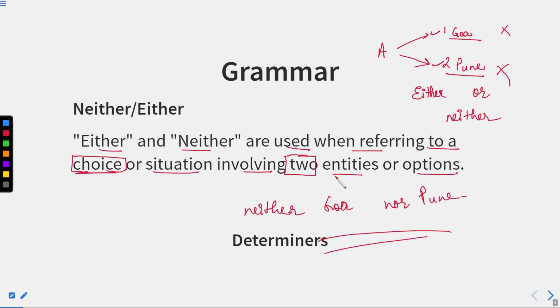So either or means any of the two, and neither nor means none of the two. Now I'm using any of the two, none of the two, though this is grammatically incorrect, but this is just to explain the meaning of either and neither. They both refer to a choice. If I say neither option was good, it means there were two options and not the first nor the second was good. So if two things are there and we don't want to select any, we use neither, and if we want to select one of those, we can use either.